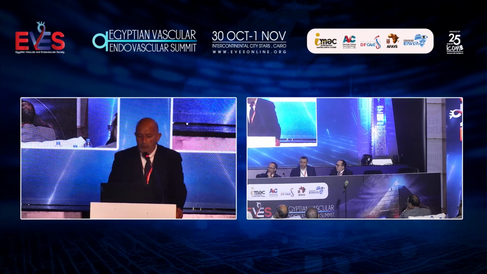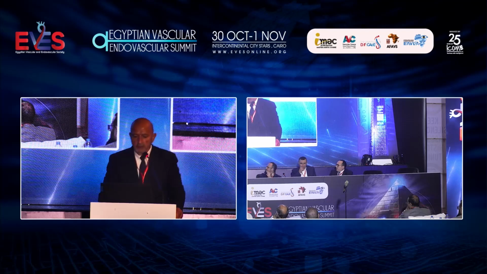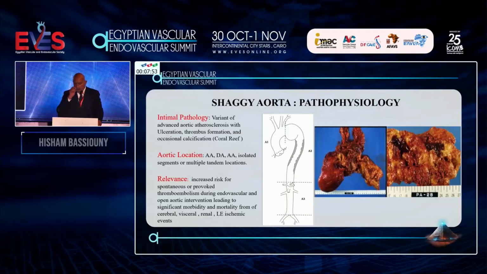So I'm going to talk about the shaggy aorta and how to manage that. I have no disclosures. The shaggy aorta is a precarious type of condition with a very aggressive atherosclerosis involving the aorta, and it's very common to have ulceration, thrombus formation, and occasional calcification, what is called coral reef atherosclerosis.